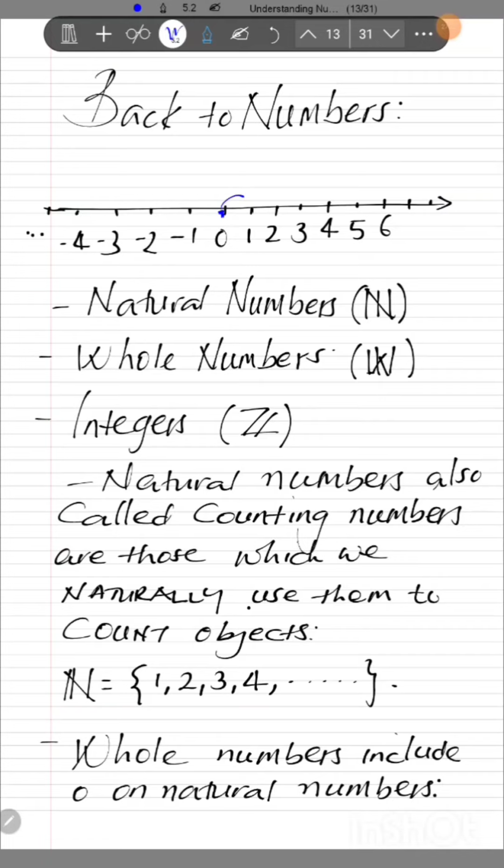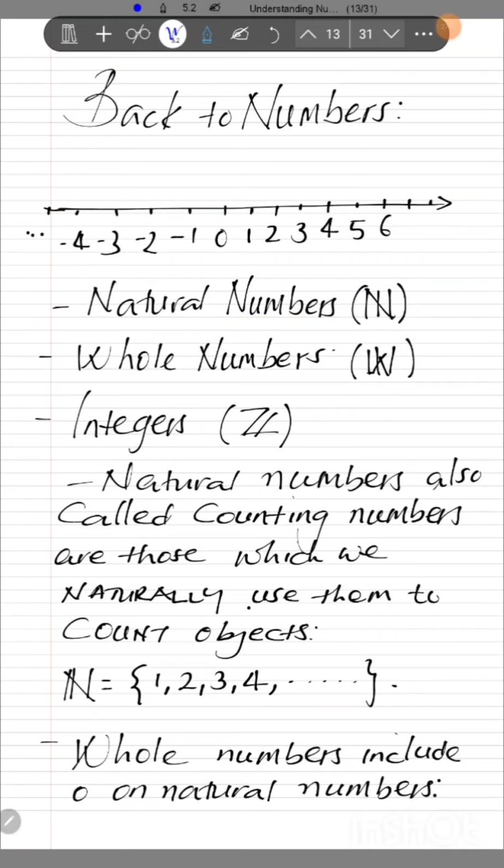So on this one, there are natural numbers. The symbol for natural numbers we put is N. Natural numbers, also called counting numbers, are those which we naturally use to count objects, such as 1, 2, 3, 4, and so on and so forth. So numbers that start from 1 and keep moving to the positive side are natural numbers. The symbol for them is N.